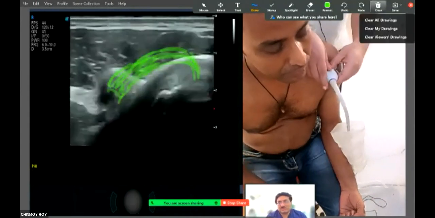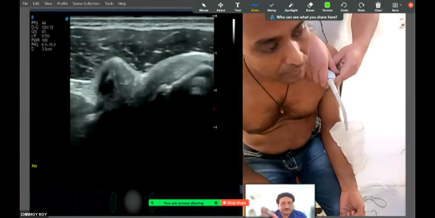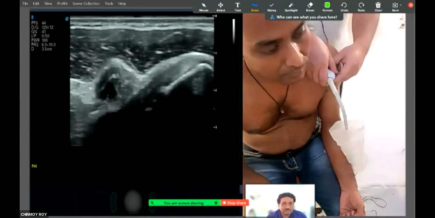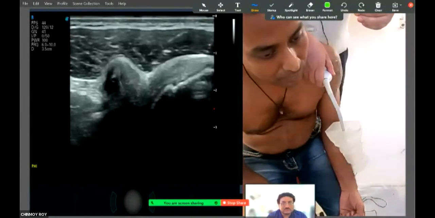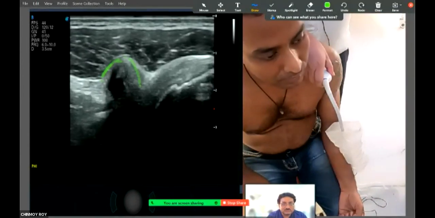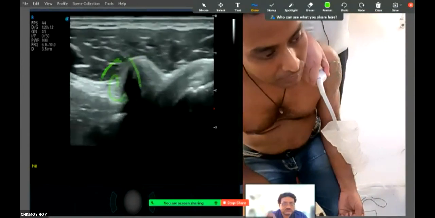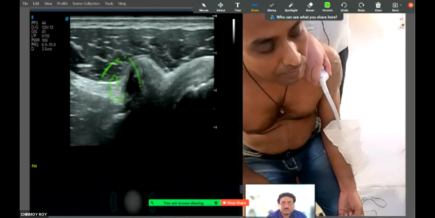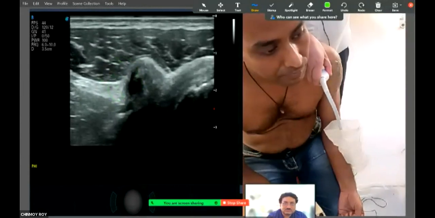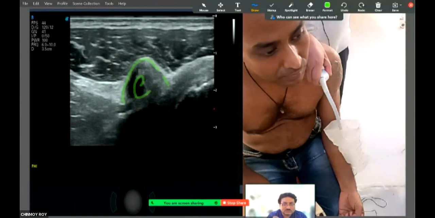Okay. So we have seen a lot of the tendon part. If we go medially, we will not be able to see because of the coracoid process. The coracoid process will stop us. This big projection-like thing is the coracoid process.